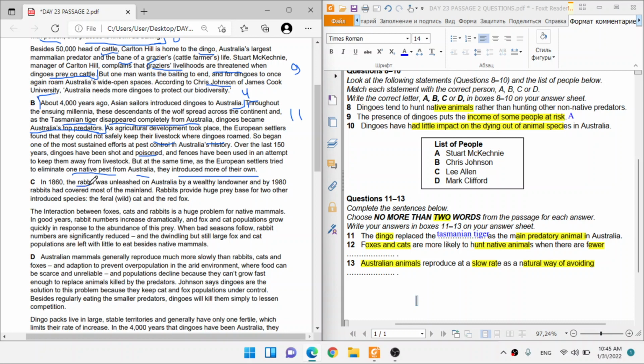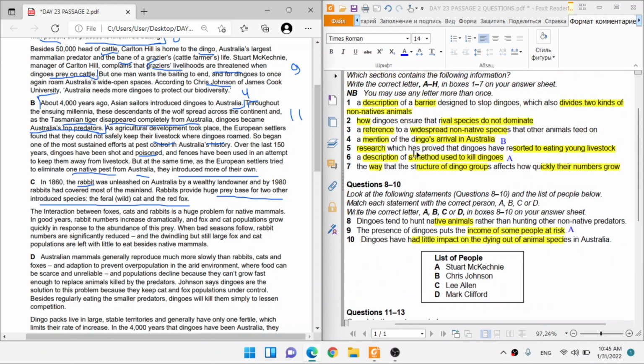Now, one of the pests was the rabbit, and rabbits had covered most of the mainland. Rabbits provide a huge prey base for the other two introduced species, the feral wildcat and the red fox.